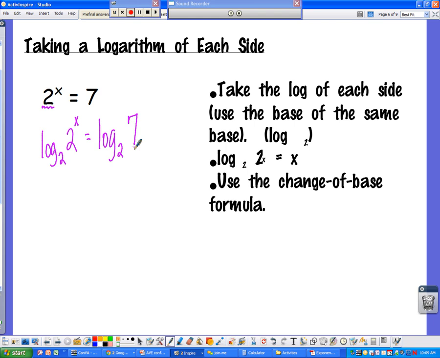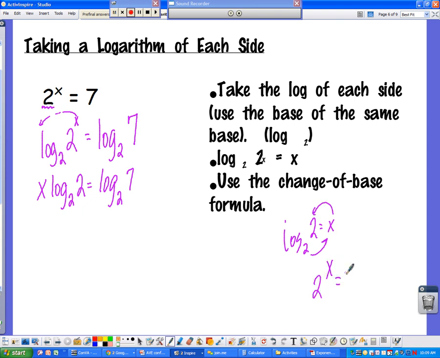If you follow your exponent rules, anytime you have an exponent, it comes out front. So x log base 2 of 2 equals log base 2 of 7. Now, remember, log base 2 of 2 is what? We do our circle bin: 2 to what power will give us 2? And x has to be 1. So anytime you have this number and this base that are exactly the same, they cancel each other out.